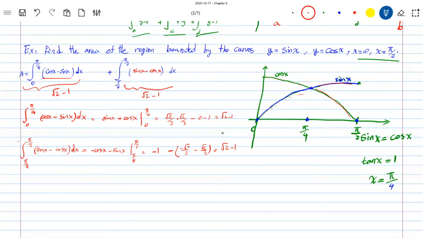The important thing is if you would have done it in the other order. So by the way, if you add these two, what you get is 2 square root of 2 minus 2. This is our answer. Add this number plus the other number.